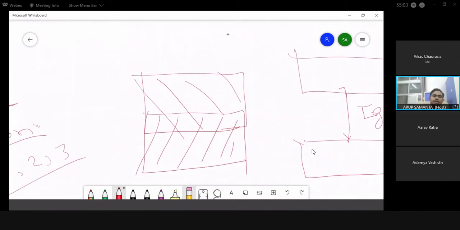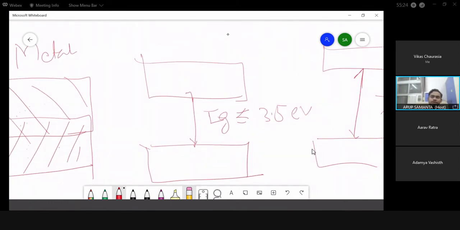If these two bands overlap, that means electrons are always available in the conduction band. This is metal. In metal, no gap will be there, so all electrons and holes will overlap. That means electrons are always available in the conduction band.